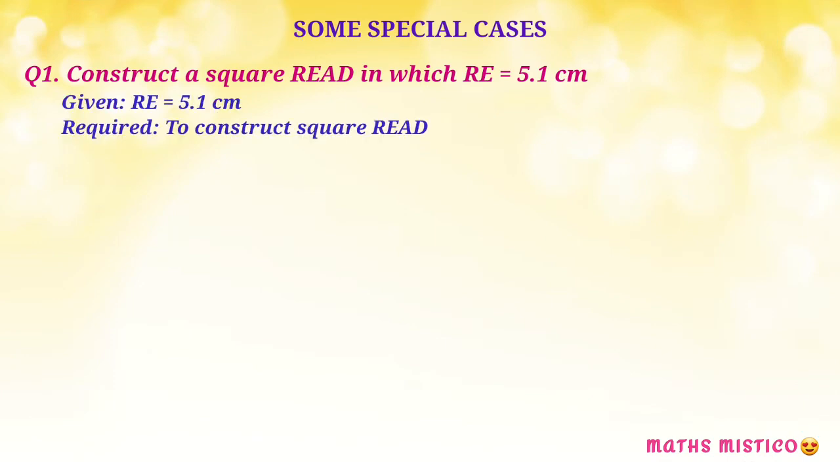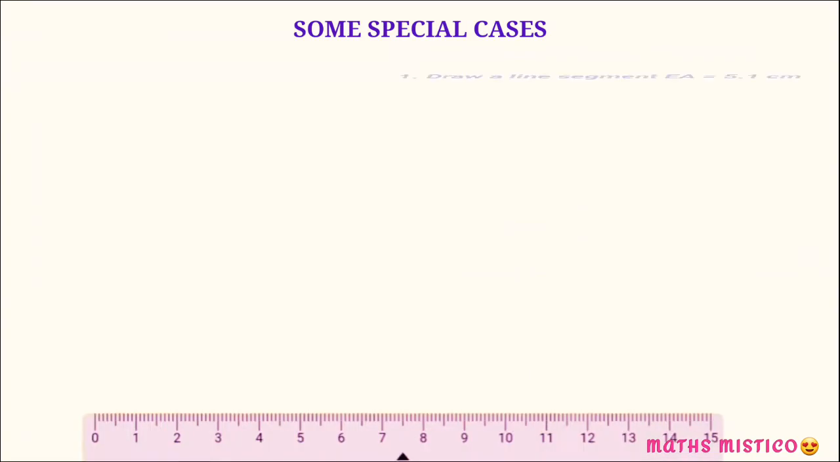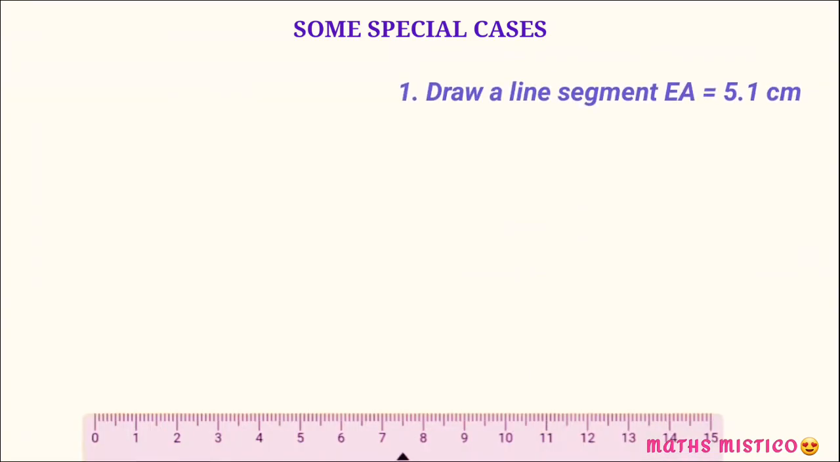In the first case, we have to construct a square READ and we are given side RE. Let's draw the rough figure quickly. As you can see, we know all the 4 sides now and also the angle E. We can start our construction with any one side. I am drawing the side EA equal to 5.1 centimeters.